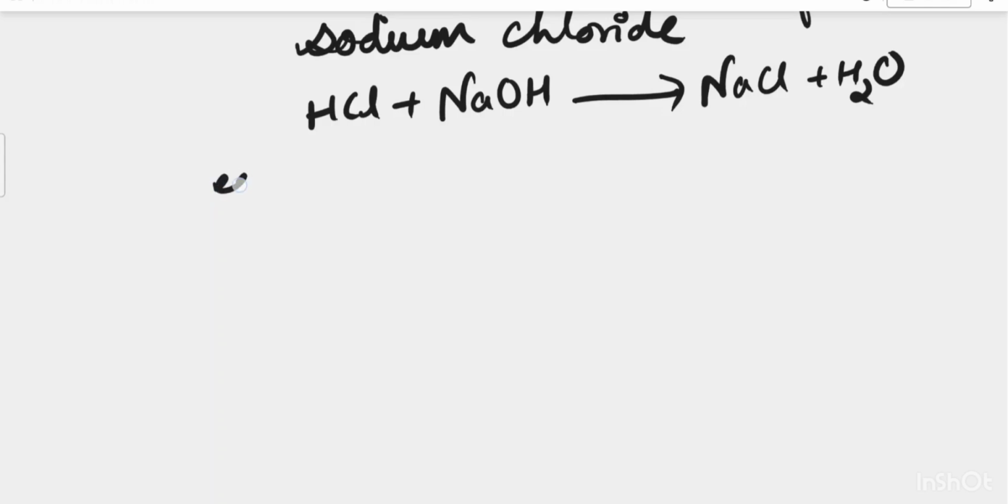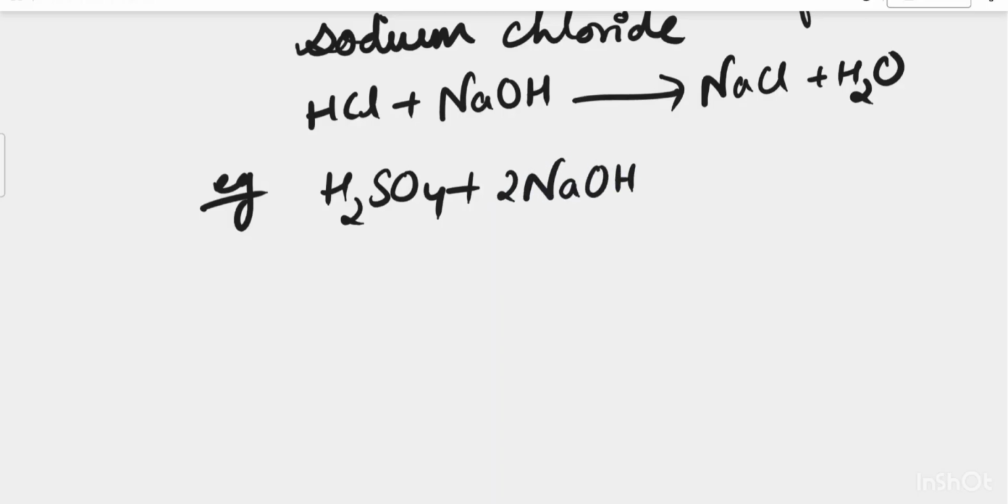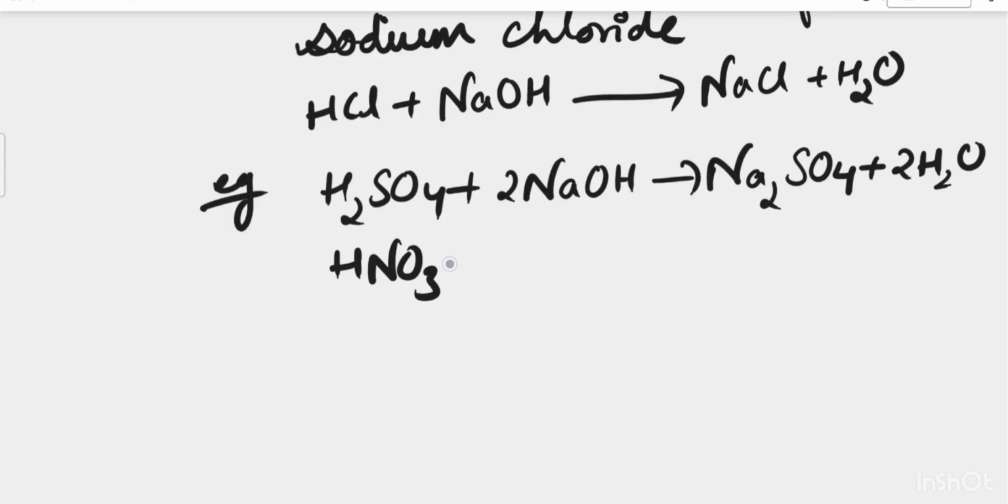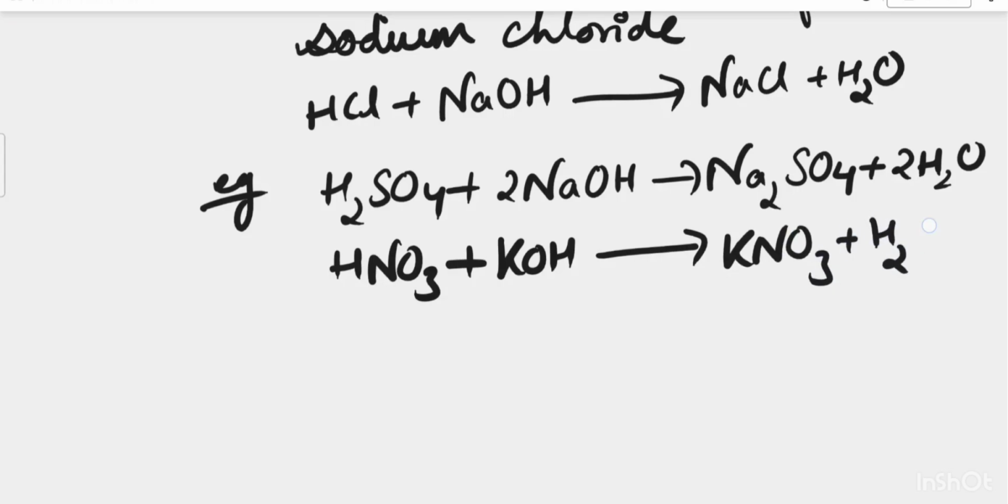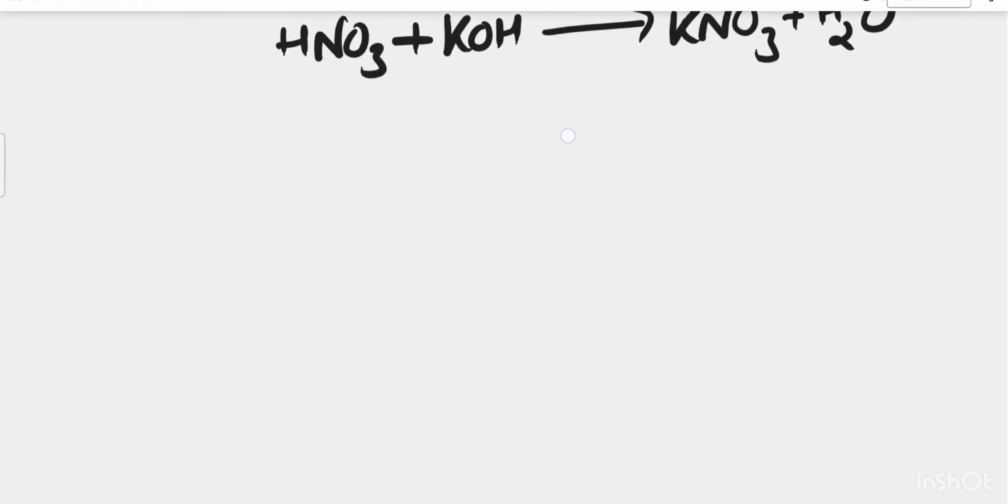More examples. We can take another example. H2SO4, sulfuric acid, plus NaOH, sodium hydroxide, will give Na2SO4 plus H2O. HNO3 plus KOH will give KNO3 plus H2O. So these are some examples, and these are neutralization reactions.